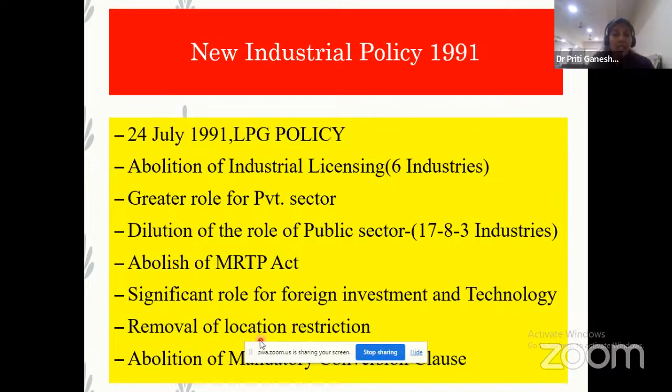Then you have to write this: significant role of foreign investment in technology. Removal of location restriction. Previously there was a restriction that you can't set up your industry in the city area. Government gave you the location, but now they say you can set up your industries anywhere. Earlier, if the population was more than 5,000, you had to go away from the city and set up your industry. So everything was mandatory, but now they are saying you can set up anywhere. So this is again a most important question. Keep in mind this module's Industrial Policy 1991.